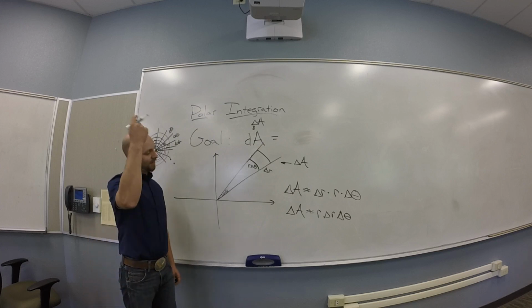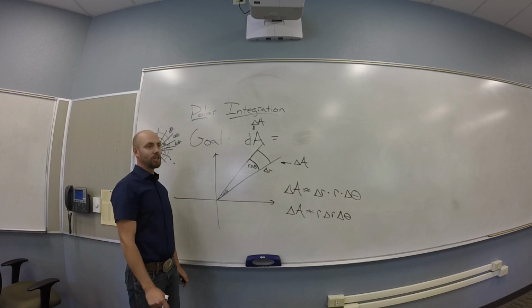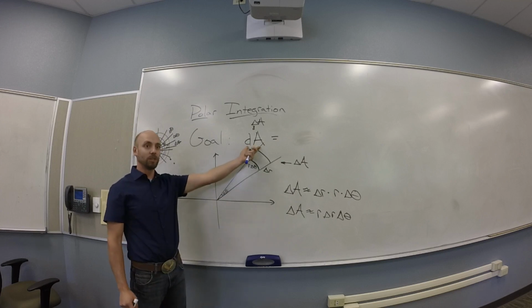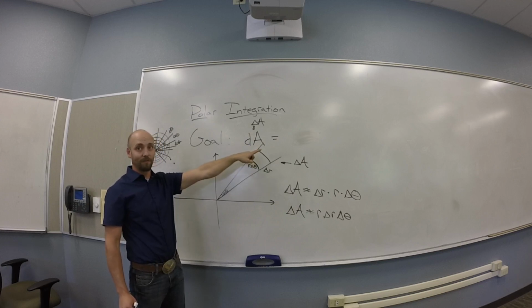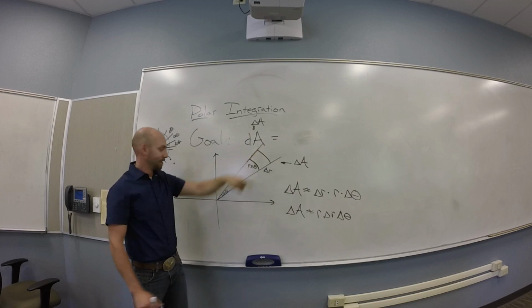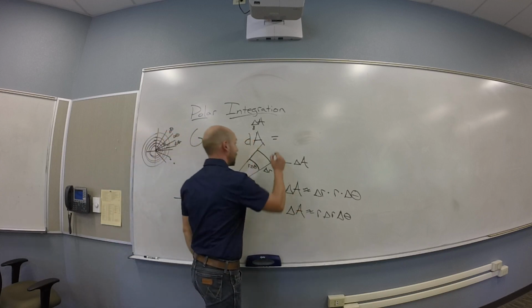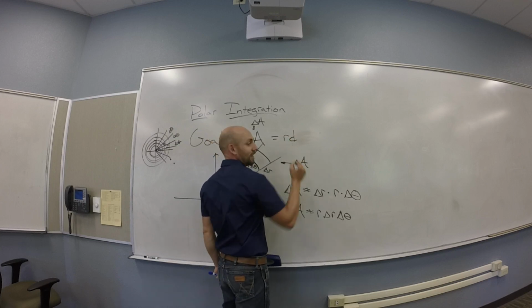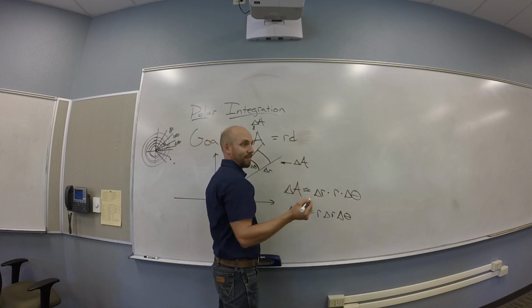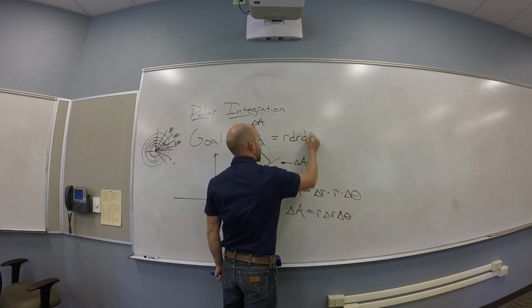As I take the change in r and the change in theta going to 0, I'm going to get the instantaneous change in area is r dr d theta. Where's that r coming from? Yeah, that's this radius, right?